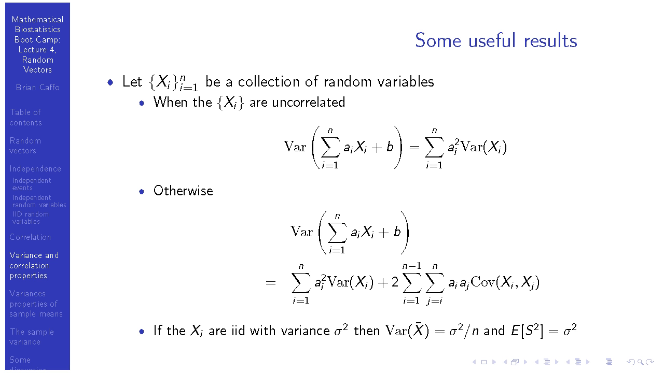So this leads to an interesting proof of a useful property that the variance of x bar, the sample mean, is sigma squared over n. And it also leads to the fact that the expected value of the sample variance is sigma squared. These are two very important properties that we'll go on and on about.